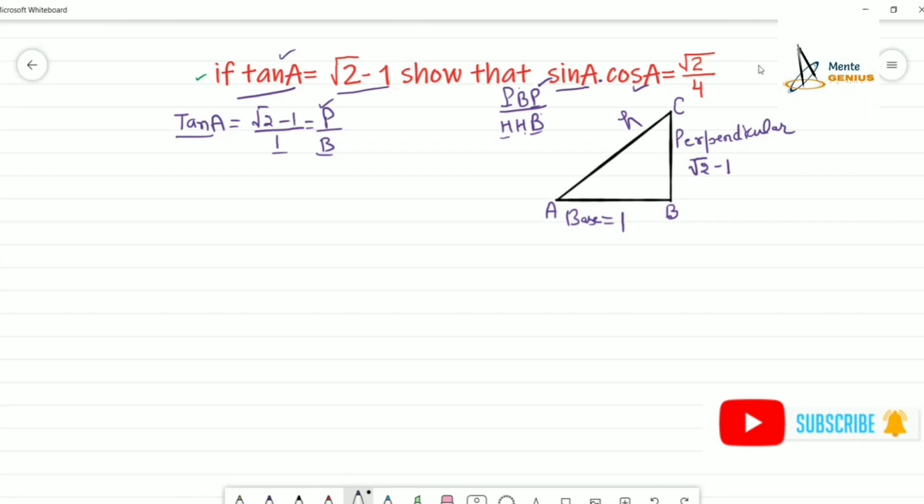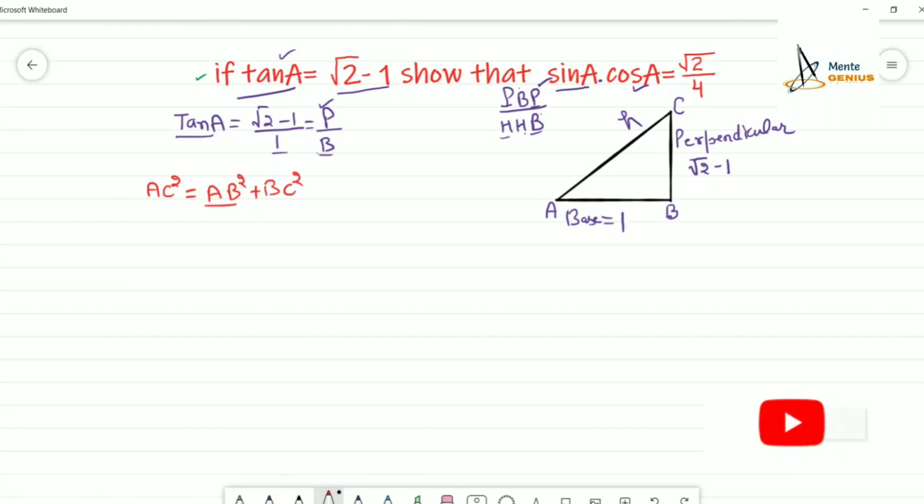बाय द पाइथागोरस थ्योरम. पाइथागोरस थ्योरम क्या कहती है? AC square is equal to AB square plus BC square. AB is our base here and BC is our perpendicular here. Now we will fill the values here. AB is equal to 1. We will write 1 square plus BC square. BC is equal to root of 2 minus 1.